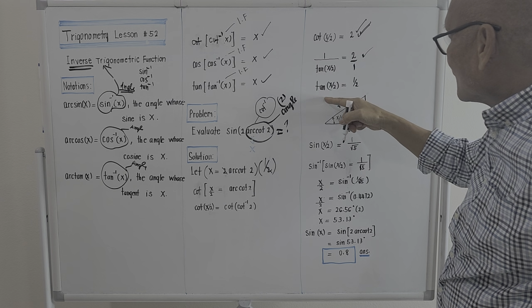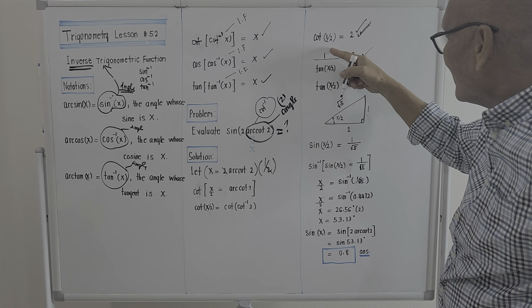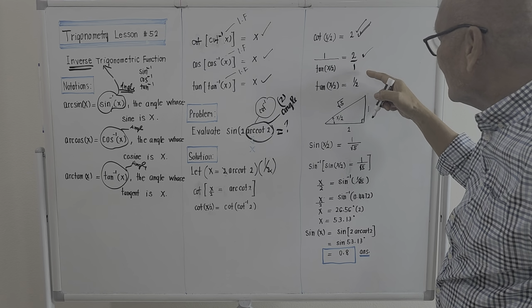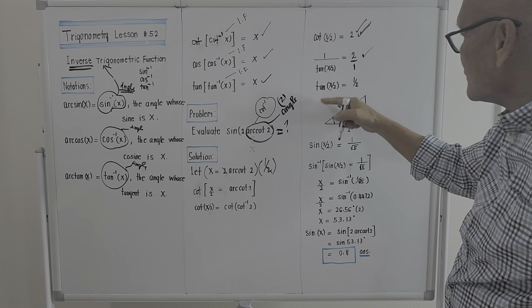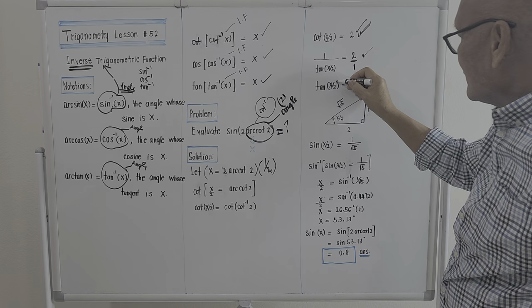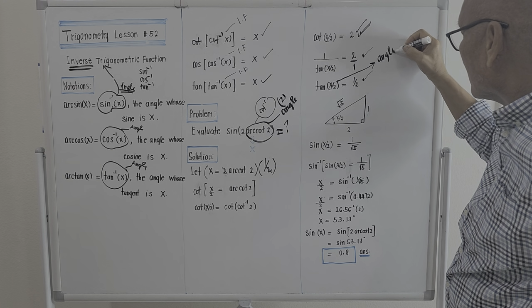Therefore, tangent of x over 2 should be equal to 1. We put this 2 underneath. This is 1 over 2. We are solving for tangent of x over 2. We put this 1 over here, then we put 2 underneath. So tangent of x over 2 should be equal to 1/2. X over 2 is already an angle, the one we are looking for.